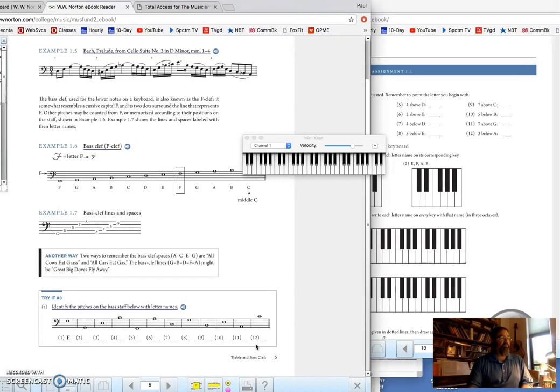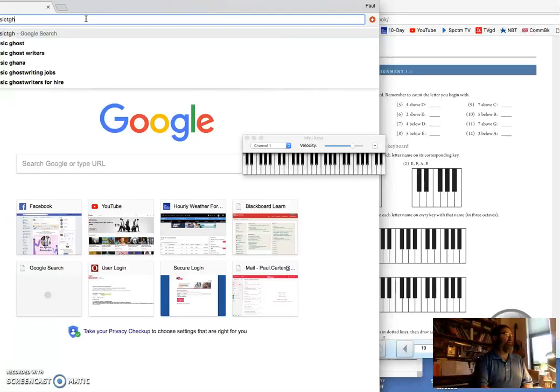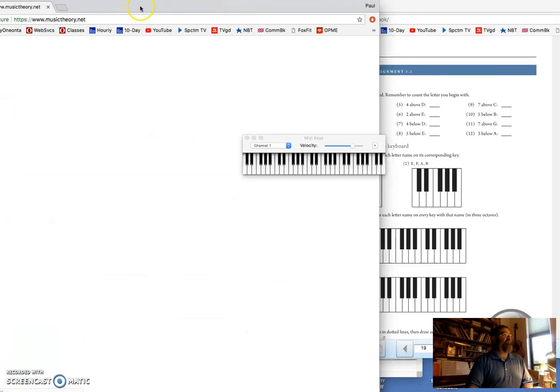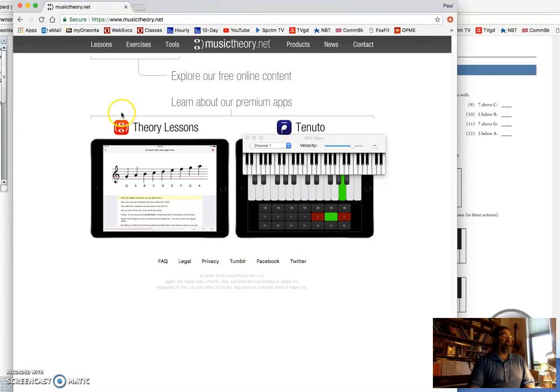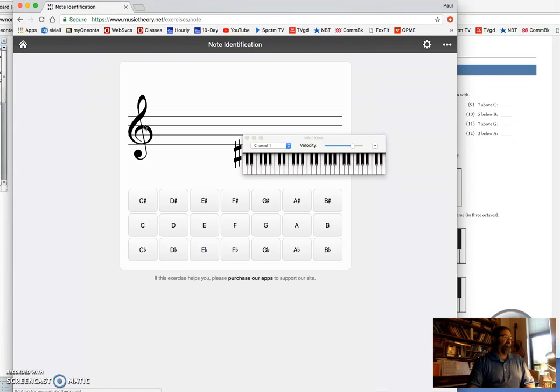And by the way, if you ever need more practice at this, a great thing you can do is go to the musictheory.net site and avail yourself of not only this web interface, but you can get the app for a low price and walk around with the ability to use this. If you go to something like exercises and you want to do some staff note identification, this might be really good practice.